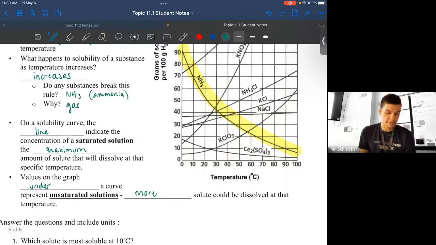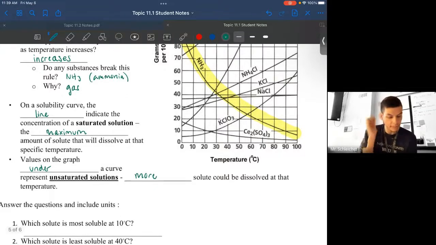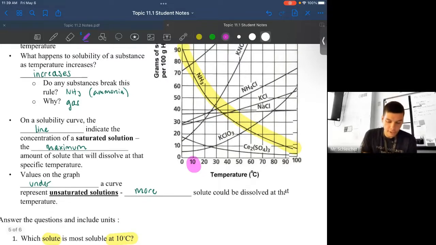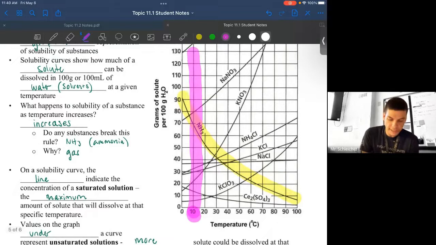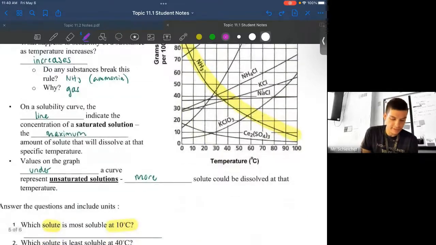All right, so let's answer some example questions that could be asked about solubility charts. Which solute is the most soluble at 10 degrees Celsius? Okay, so you can look at the temperature here, 10 degrees Celsius, and go up. The most soluble should be the one with the highest value. So if you go all the way up to the highest value, it does seem like that's KI. So I can say KI is the most soluble at 10 degrees Celsius.